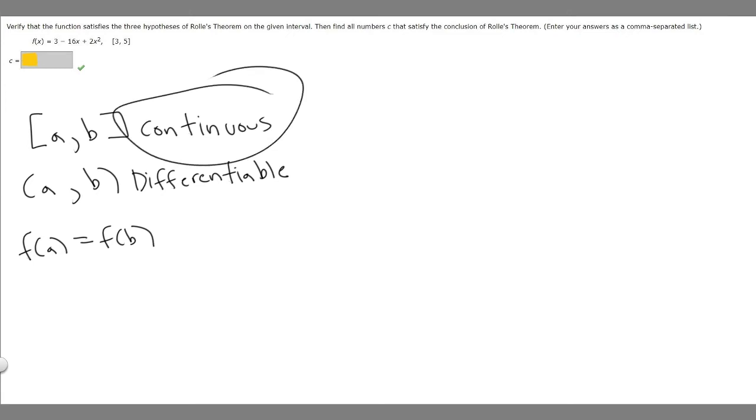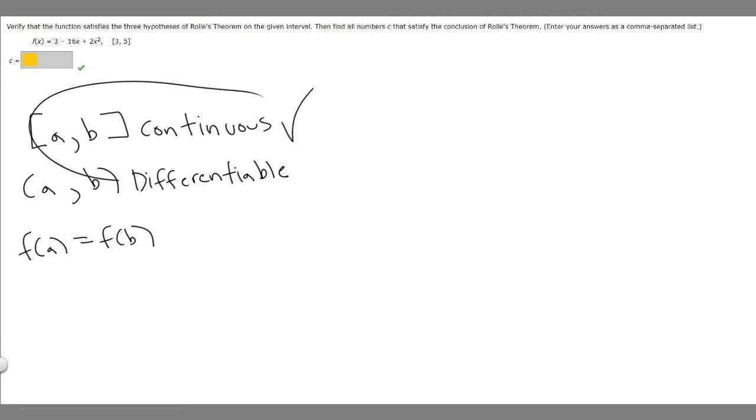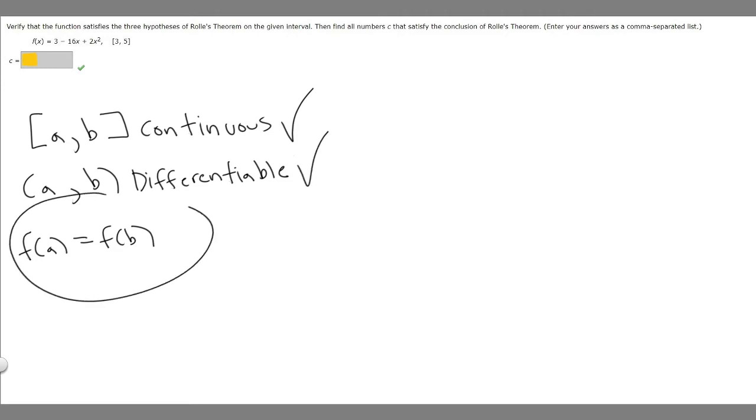So is the function continuous on this closed interval from a to b? Well, we know that polynomials are always continuous on any interval, so that means this is going to check out. So the first criterion is satisfied. What about differentiable though? Same thing, all polynomials are differentiable. So this polynomial is also going to be differentiable. But what about, is f of a going to be equal to f of b?